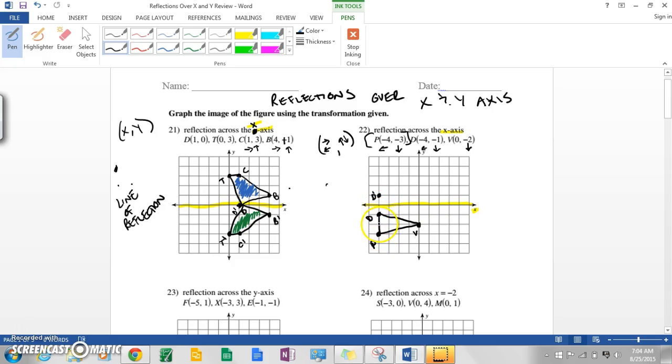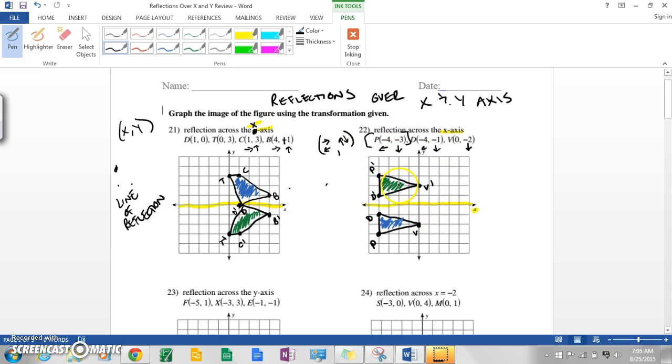P is 1, 2, 3 units away from the line of reflection, so I'm going to go 1, 2, 3 here. We'll label that as P prime. V is 1, 2 units away from the line of reflection, so 1, 2. This is V prime. Alright, our original is here in blue, our reflection is here in green. Okay, and we have our reflection.